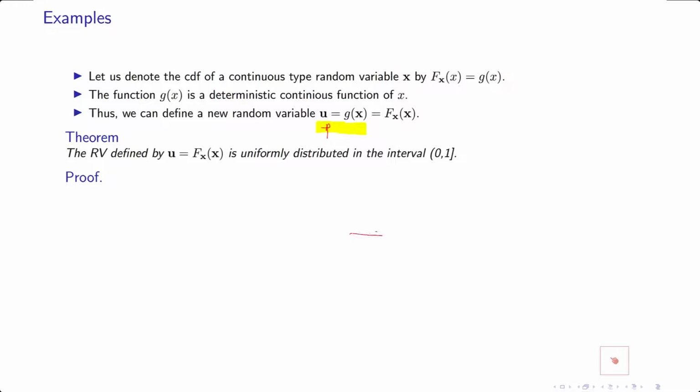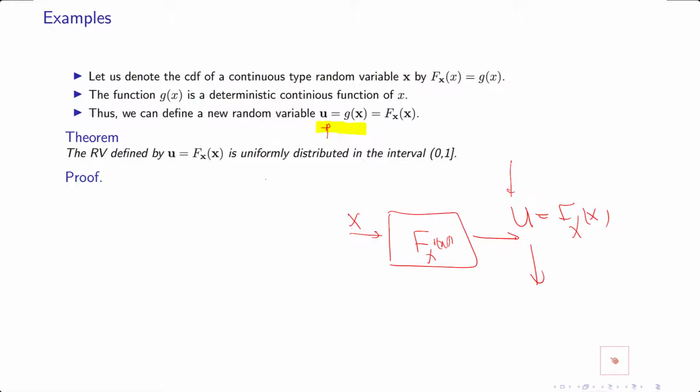I have this random variable x, and I have the CDF of that, F_X of x, and then I have u equal to F_X of x. Now, this theorem says that provided that this is a continuous function, u always has a uniform distribution in the interval of 0, 1. Later on, in the following section, I'll show you how we could use this to generate any arbitrary CDF.